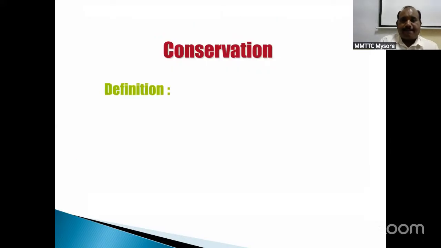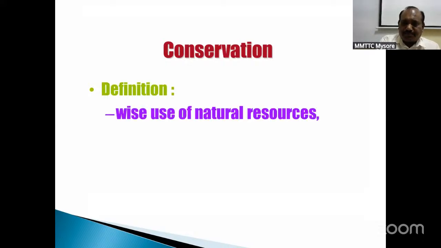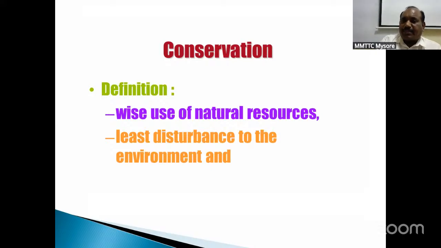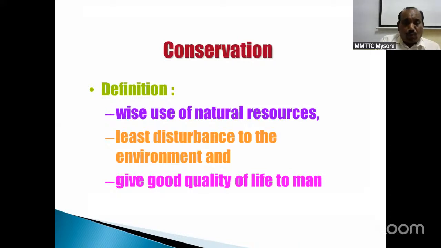Conservation. What is the wise use of natural resources? Least disturbance to the environment and giving good quality of life to man. Use natural resources very sparingly, with least disturbance on the environment, and give good quality of life to man. This we have to think about, we have to focus on, we have to concentrate on. These are the required areas. Everyone should think about this.